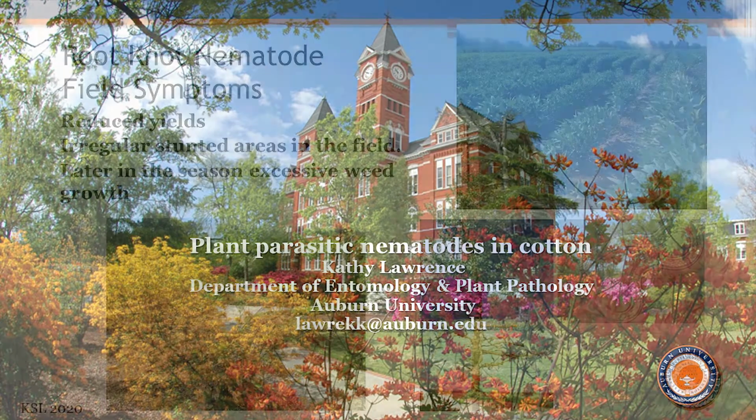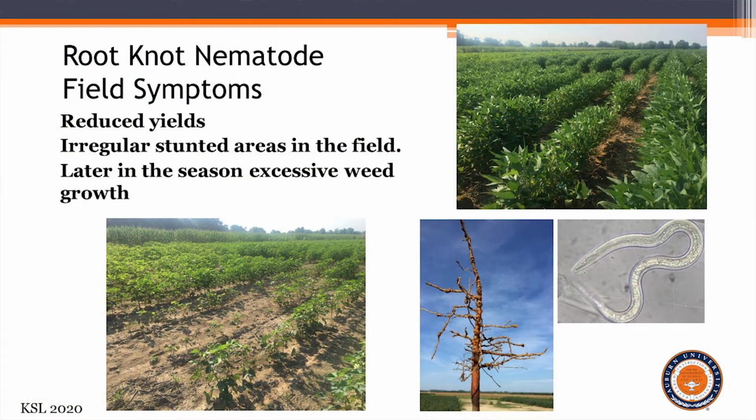On my first slide, I do have the root knot nematode field symptoms that you may see in the field. On the cotton image, you will see the plants are up and down in height with stunting and some empty areas, which will fill in with weeds, unfortunately, later in the year. We also have a cotton root that we've dug up, and you can see the tiny galls on the root as well. So those are some nice symptoms you can pick out immediately.